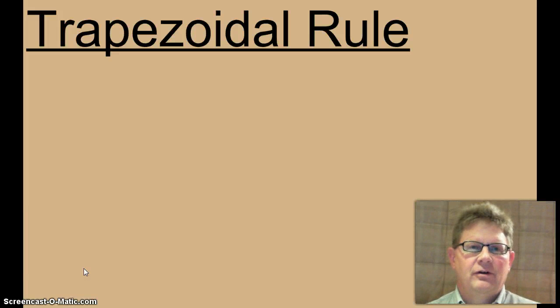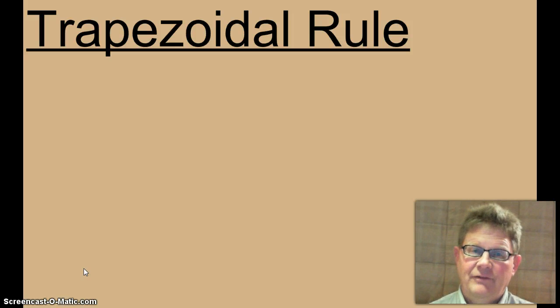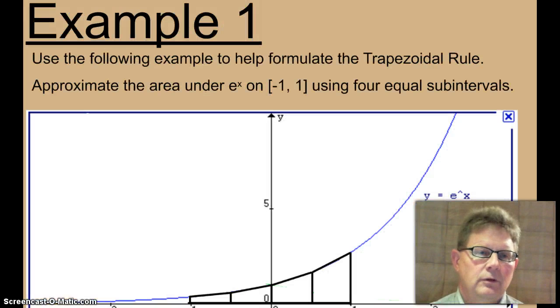Welcome to Definite Integrals, Part 1, Trapezoidal Rule. Because the Riemann sums, whether it's the left hand, the right hand, or the midpoint, aren't the best approximations, mathematicians came up with the trapezoidal rule to get a closer approximation. First example, we are going to try to develop the trapezoidal rule and from there use it to approximate the area under curves. So here we are.